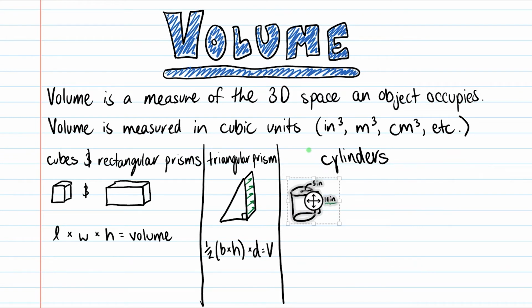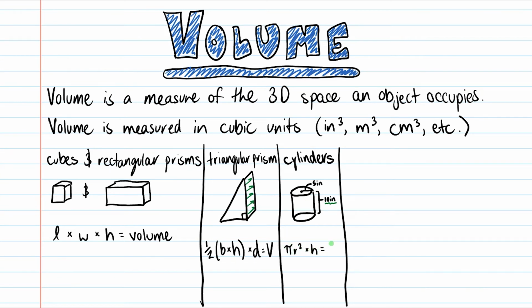Just like before, I'll minimize that and summarize the formula here. Basically it's finding the area of the circle, pi r squared, times the height of the cylinder, which gives the volume of that cylinder.